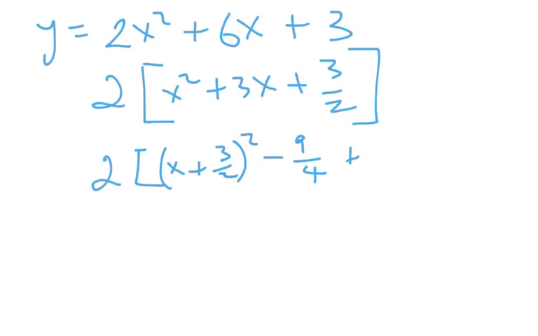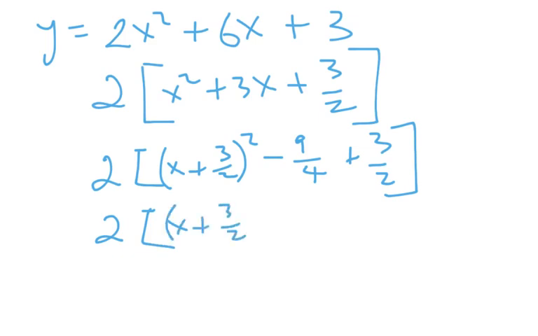And here's my plus 3 over 2. That's all multiplied by 2. So it's going to give me 2 into x plus 3 over 2 to be squared. And then minus 9 over 4 plus 6 over 4 is minus 3 over 4.